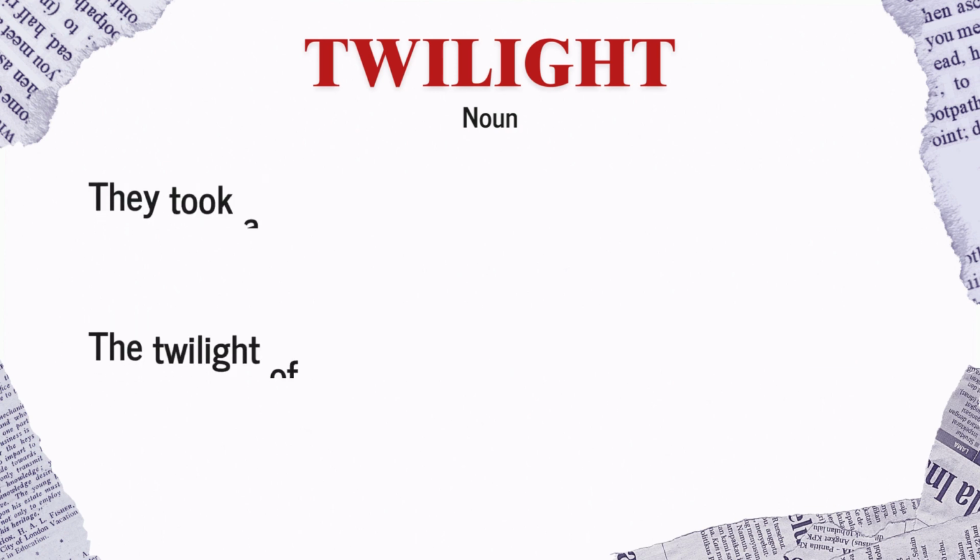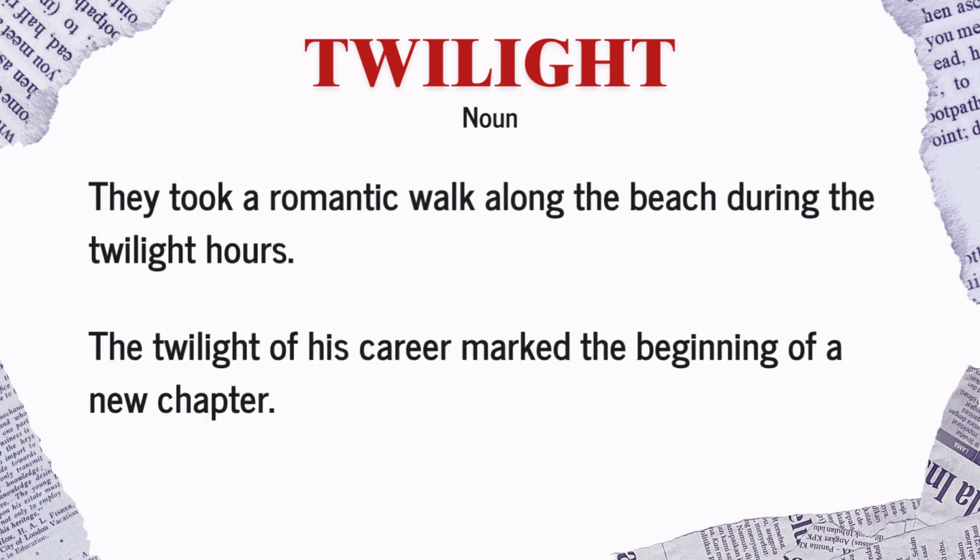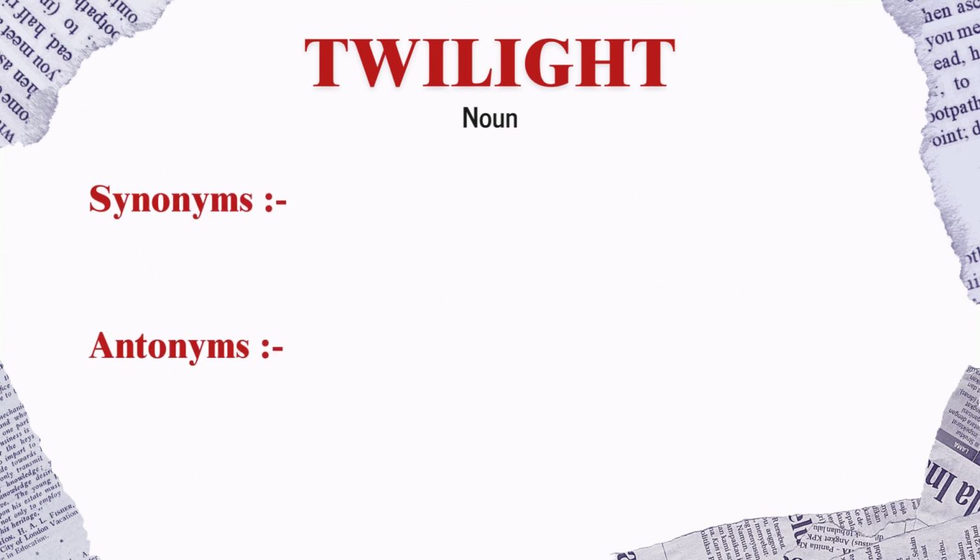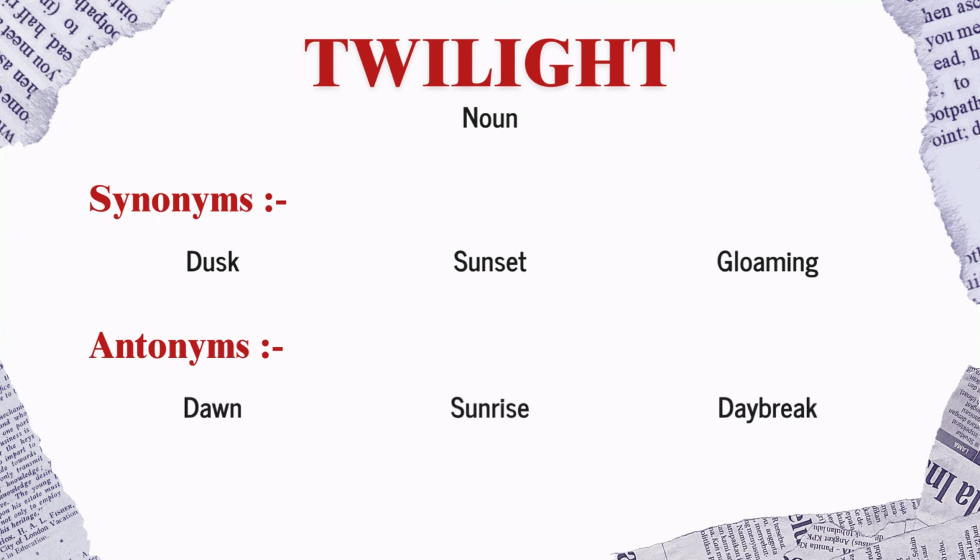They took a romantic walk along the beach during the twilight hours. Another example is, the twilight of his career marked the beginning of a new chapter. Some synonyms for twilight are dusk, sunset, and gloaming. Words with opposite meanings or antonyms include dawn, sunrise, and daybreak.